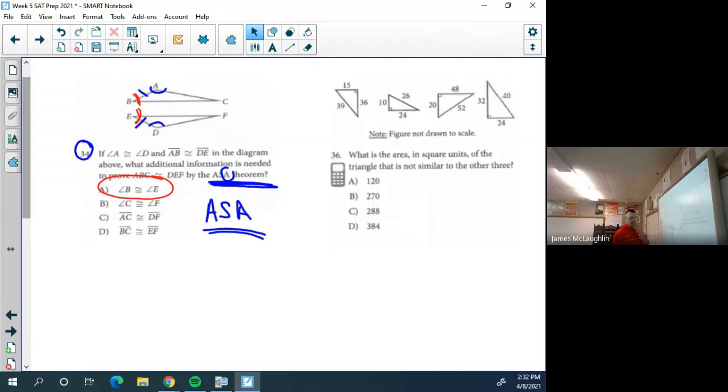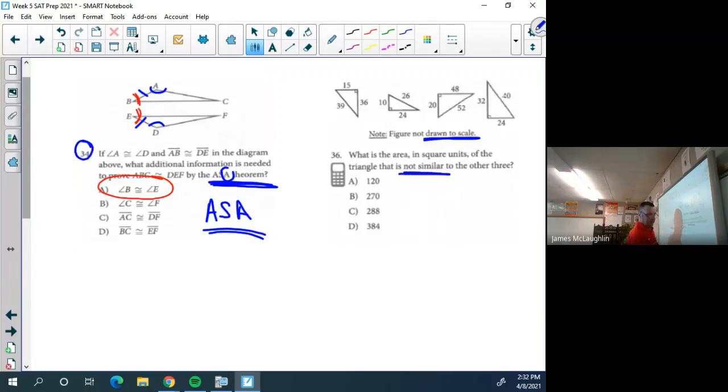Question 36. Very good question here. Of course, they'll tell you this on SAT. These guys are not drawn to scale. What is the area in square units of the triangle that is not similar to the others? All right. As you're looking at those numbers, what do you start to see?